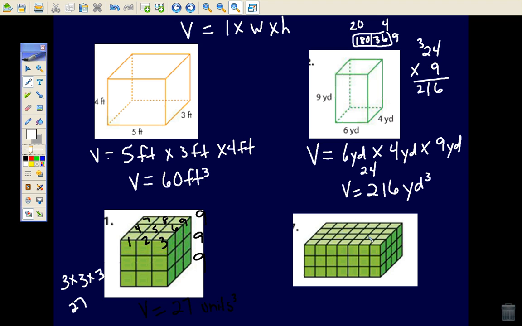So I want you to try both of these on this problem right here. I want you to try using the formula, and I want you to try just counting the cubes to check yourself. Go ahead and pause me, and then we will come back and discuss it.